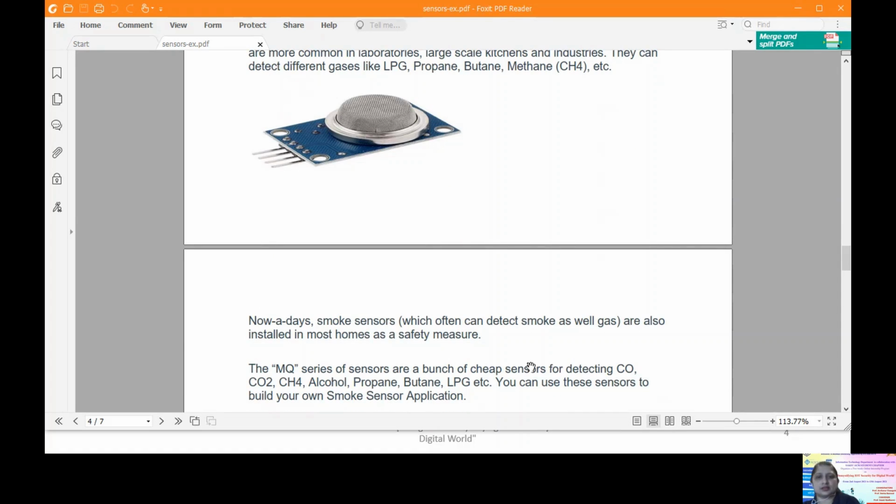Nowadays, smoke sensors which can detect smoke as well as gas are also installed in most homes as a safety measure. So for safety measures, we can use gas sensors and smoke sensors at home or in industries also.